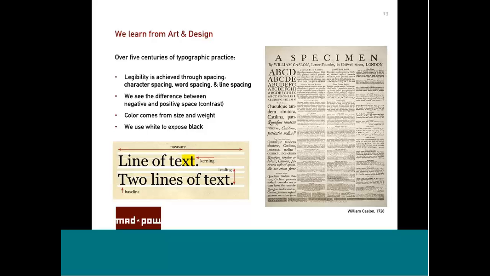Essentially, color, in this case we're just talking about black and white, color comes from size and weight. So this example on the right, which is a specimen by William Caslon, a famous 18th century type designer, seems to have different colors. Some of it looks blacker and some of it looks lighter, and all of that is achieved by the size and the weight of the type. Essentially in typography, you're always using white to expose the black.